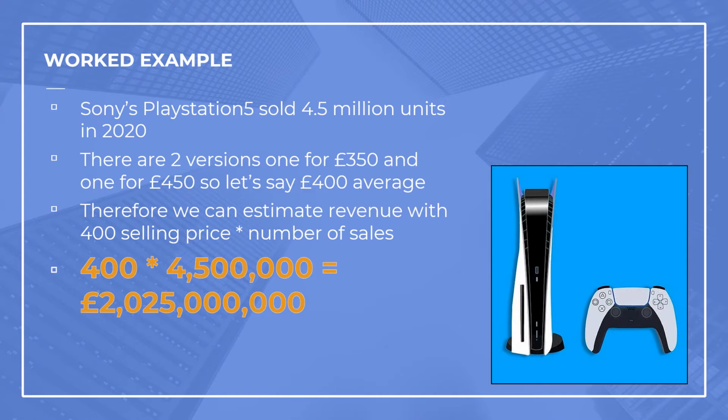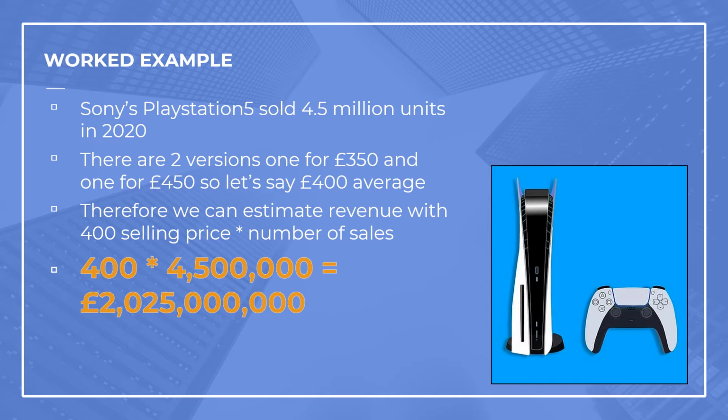As with all of the calculations, the best way to understand is to look at an example. So this example here is using Sony PlayStation 5. Using the real data, we can see that Sony sold 4.5 million PlayStation 5s in 2020. There's two different versions available. One was for £350 and one was for £450. So let's just say £400 was the average unit cost.